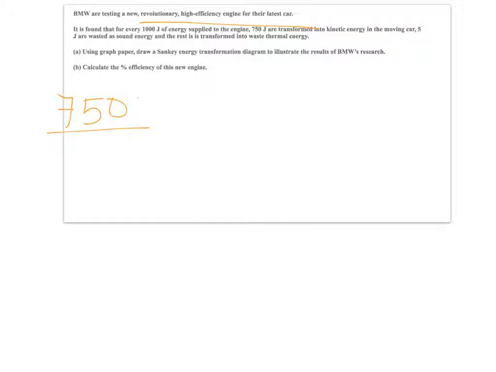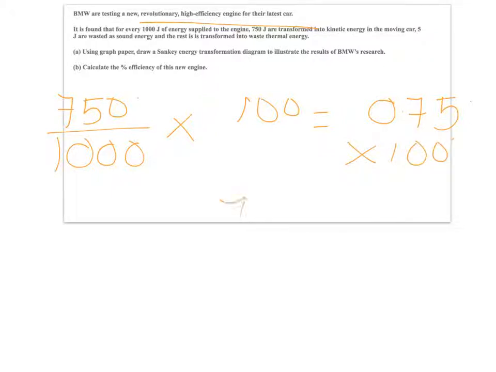What's the efficiency of this new engine? So we have 750, and when we look at the energy that goes in, it was 1000. That gives us as a decimal 0.75. And when we times it by 100, that gives us an efficiency of 75%.